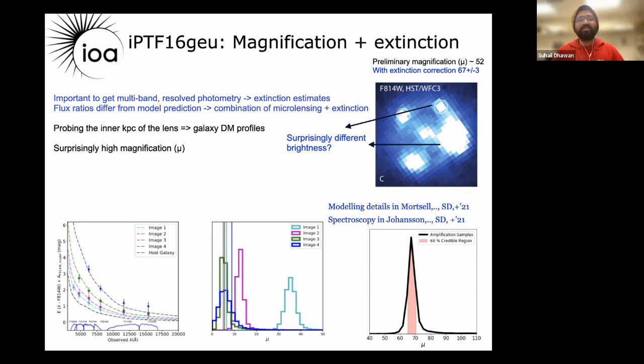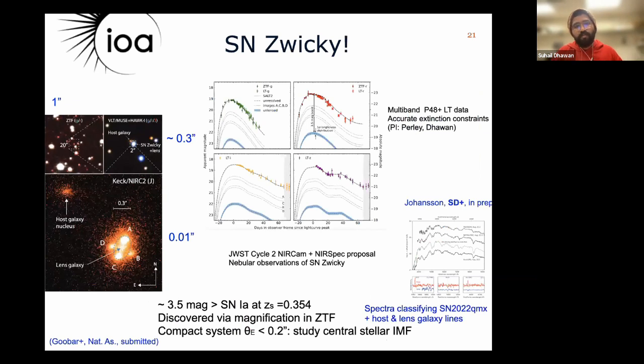So there's a lot of interesting science that we could get from the extinction in lines of sight, as well as a model-independent lensing magnification estimate. So after much searching with the Zwicky Transient Facility, which was the follow-up to iPTF, in fall last year, we discovered the first lensed type Ia supernova in ZTF.